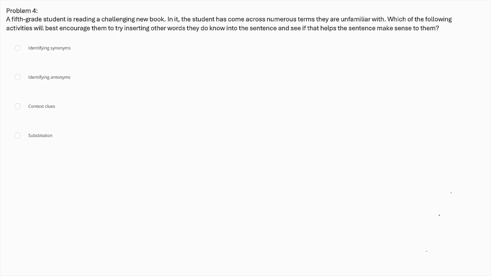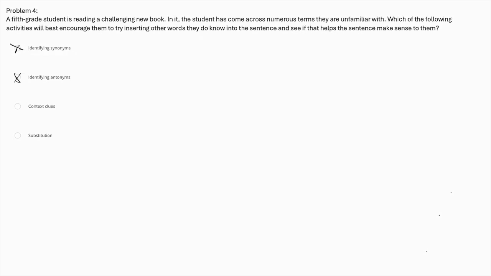I want to address identifying synonyms and antonyms first. These are not correct. Identifying synonyms and antonyms might be unhelpful in this scenario because the student might not know the synonyms or antonyms of the unfamiliar word either. So we can cross those out.